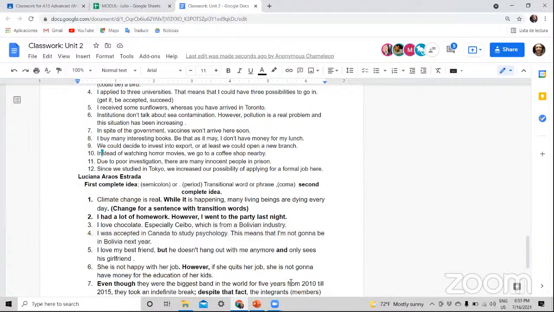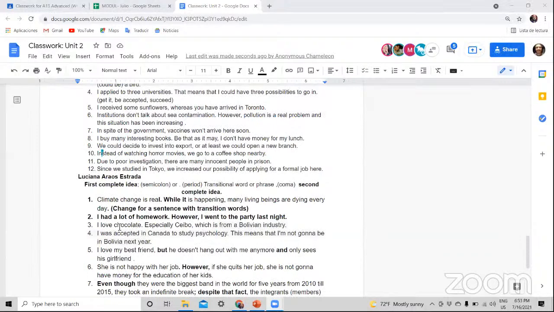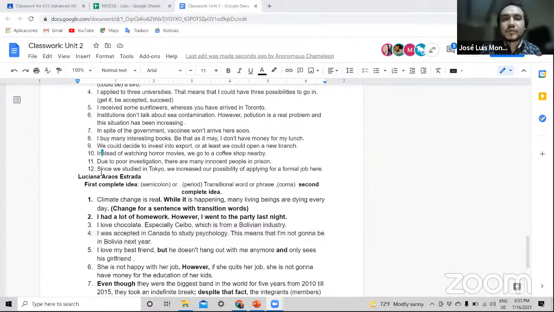Okay, due to poor investigation, there are many innocent people in prison. Since we study in Tokyo, we increase our possibility of applying for a formal job here. Okay, great, great. Just this one is going to be like since, right? But good, good. They work very well.